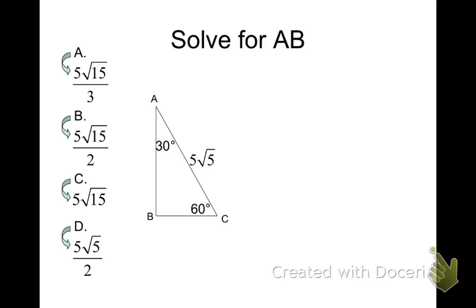How about side AB? Again, the long leg when you know the hypotenuse. Well, the hypotenuse is double the short leg. The long leg is root 3 times the short leg. So we want root 3 over 2 times the hypotenuse, 5 root 5. Well, that's going to simplify by combining the radicals in the numerator to be 5 root 15 over 2. Answer choice B.